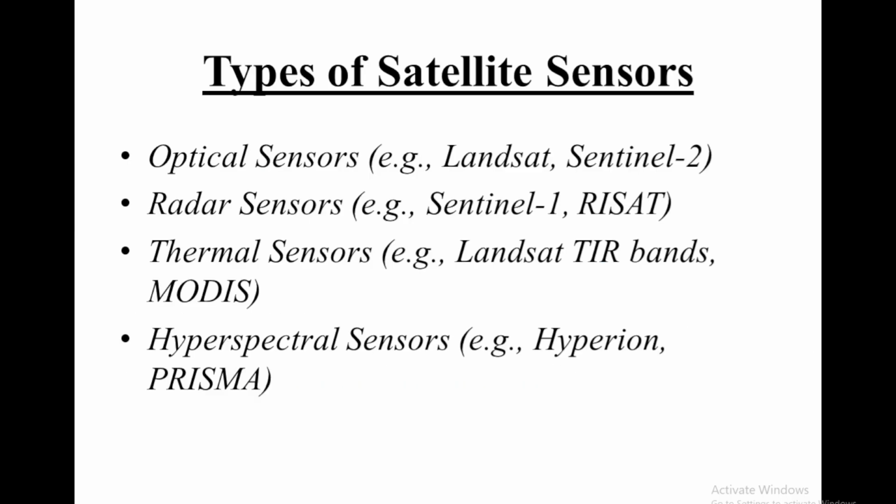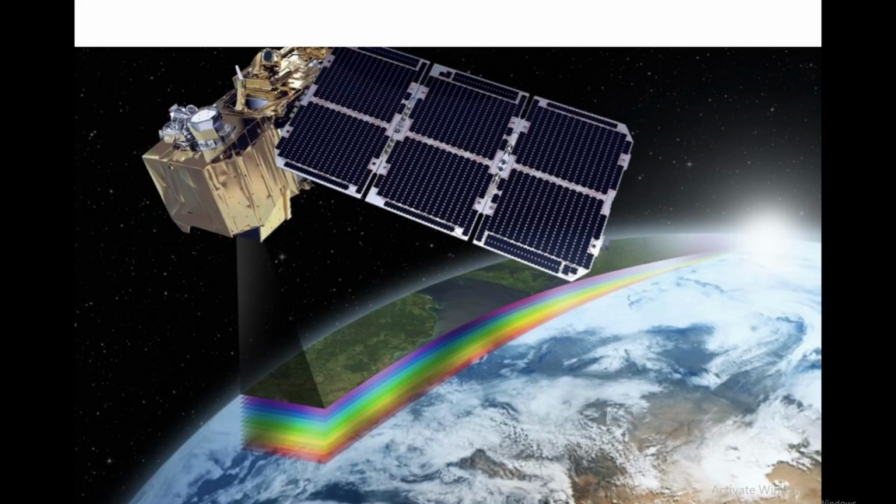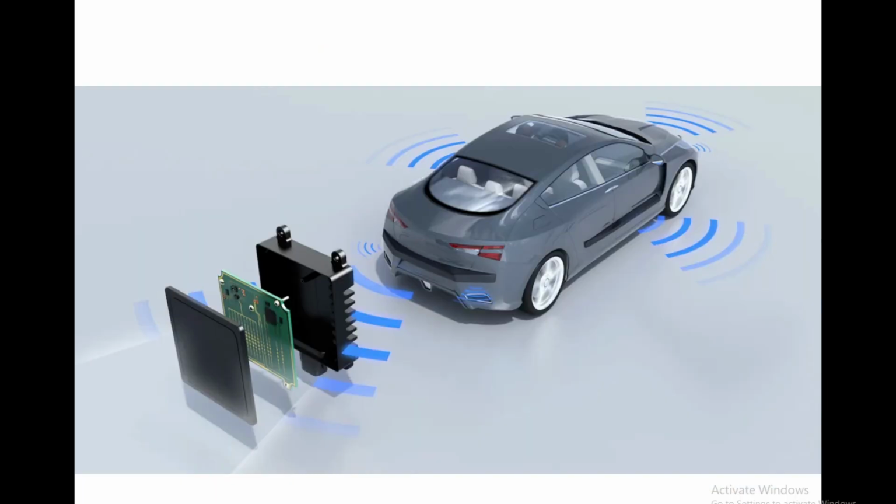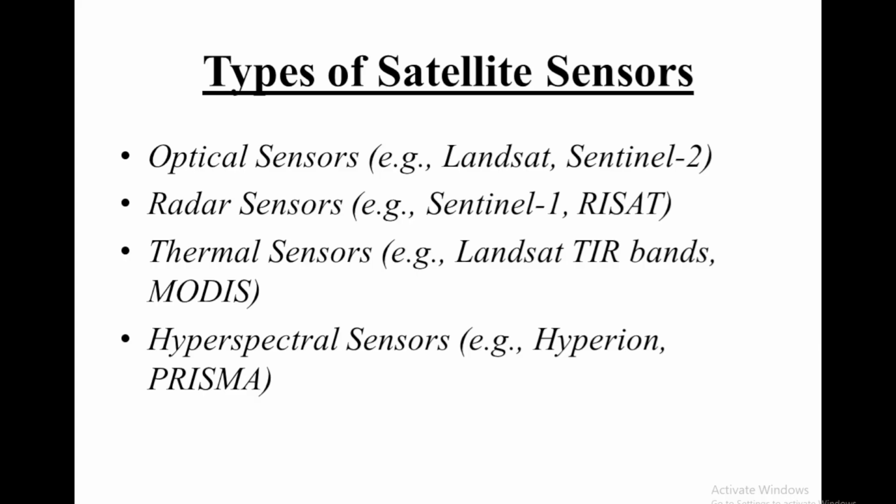Coming back here, the types of satellite sensors. We have optical sensors like Landsat or Sentinel-2, which essentially work within the VIBGYOR range, which is perceived by human eyes. Then we have radar sensors, which is essentially SAR data. Sentinel-1 or RISAT are the satellites that will give you these radar sensors. There's just one picture about this radar. You also have radar sensors on your cars. It tells you how far the obstacle is, and what is the distance to this obstacle from your sensors. So it talks about the digital elevation model again.